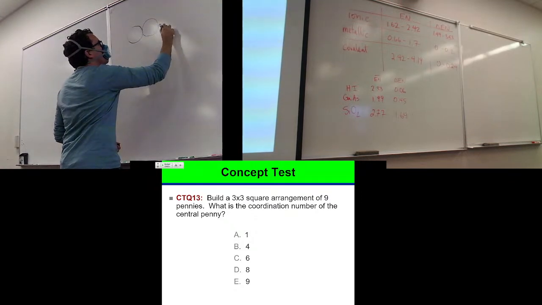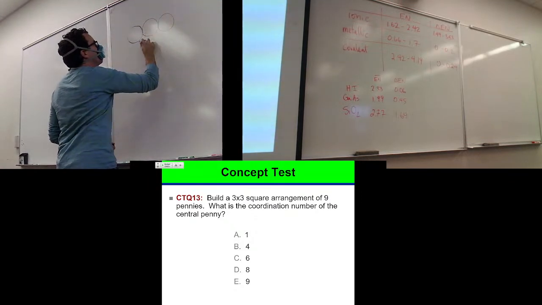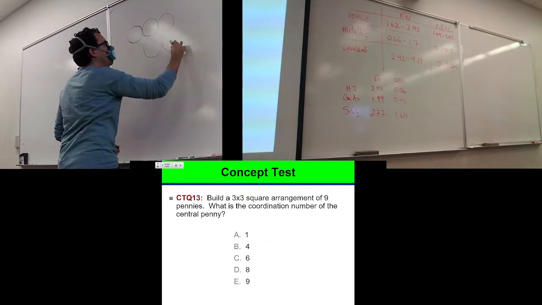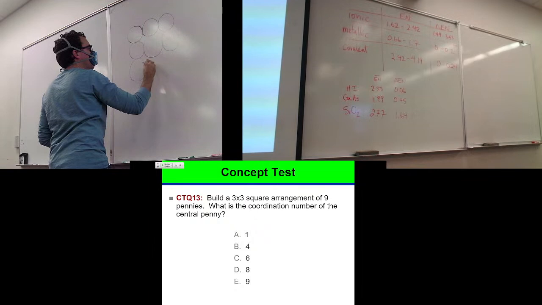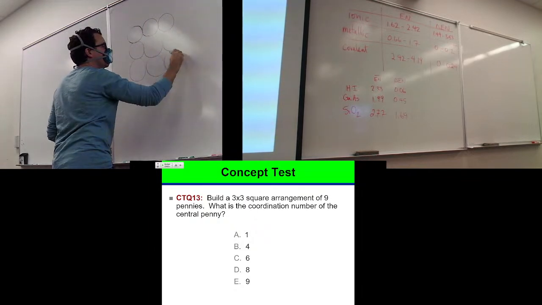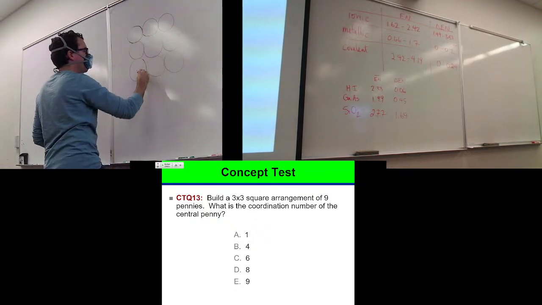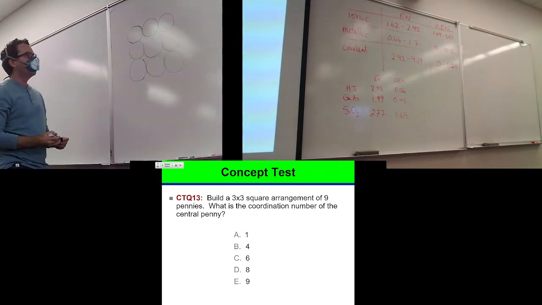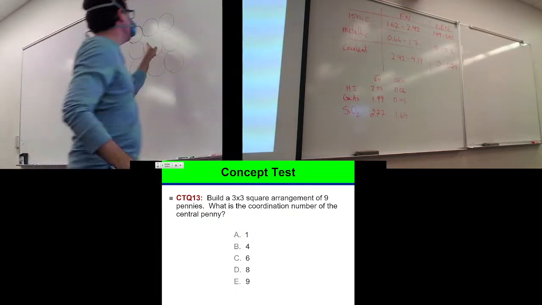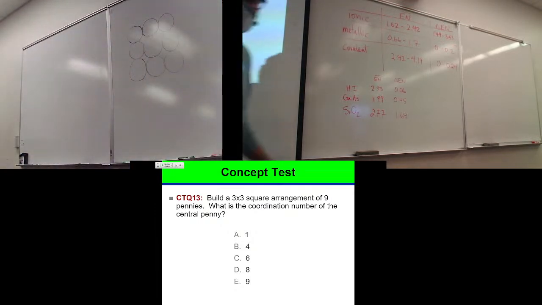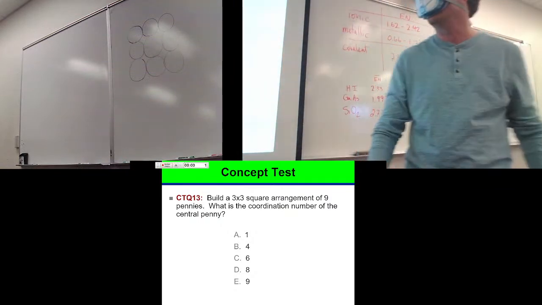They look like this. I'll try to draw them the same size as best as I can. We should have used our brass pennies. Yeah, I know. Make that one better. There we go. So there's the pennies. If I put them in a 3x3 grid, they would look like that. What is the coordination number around that very central penny? What would you describe the coordination number to be?